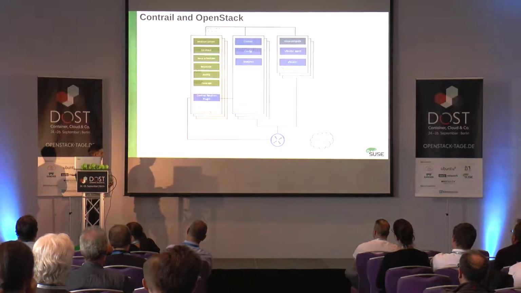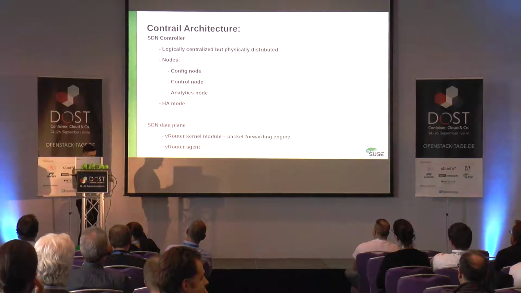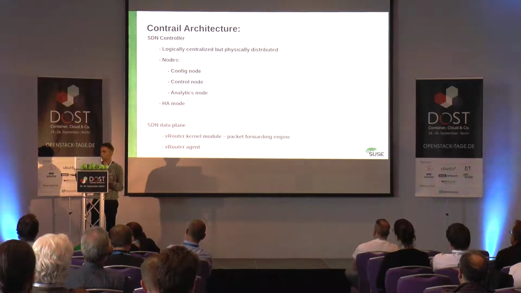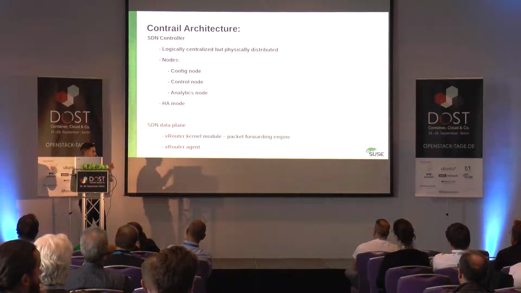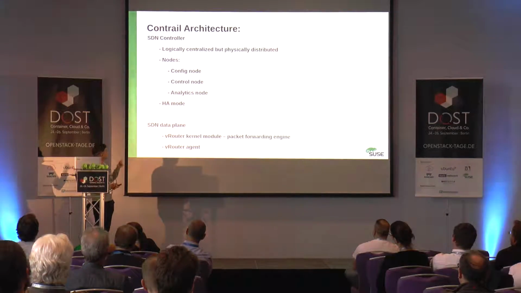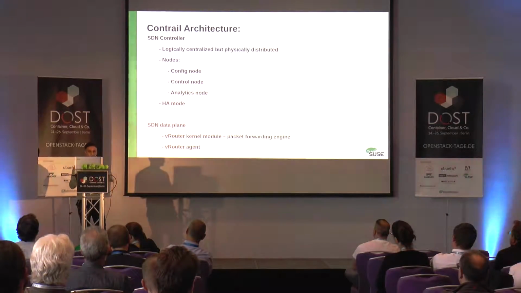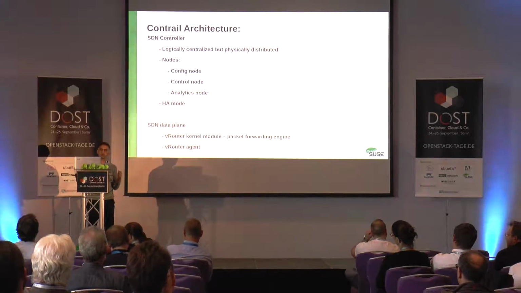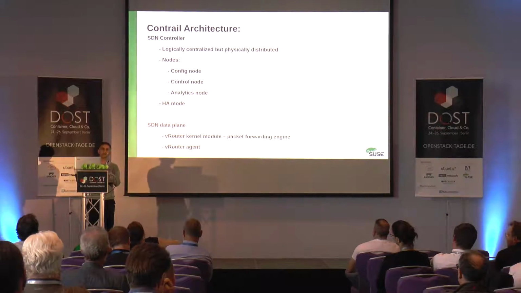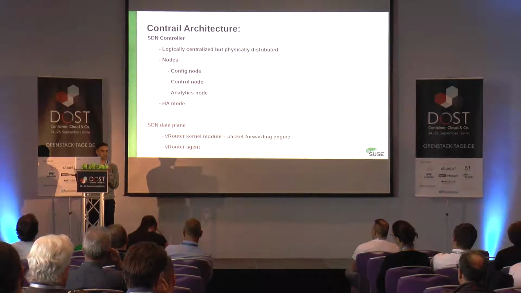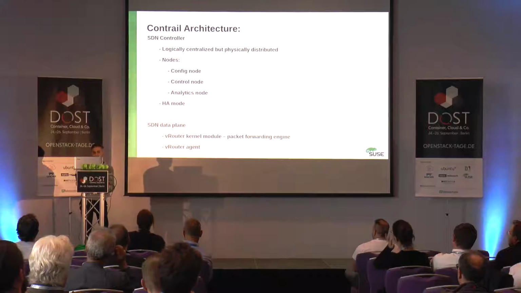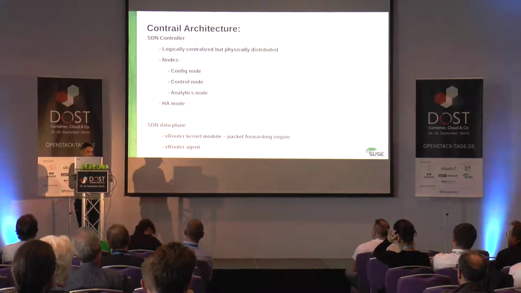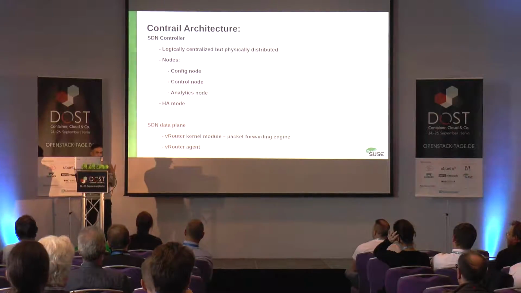Now, let's go a little bit more into the architecture of Contrail. As I said, every SDN has two components, control plane and data plane. In case of Contrail, the control plane is logically centralized but physically distributed. What this means is there are different components of the control plane. You can run them on multiple servers. Together, they act as a logically centralized entity. There are three types of node: config node, control node, analytics node. The name tells you what these nodes do.